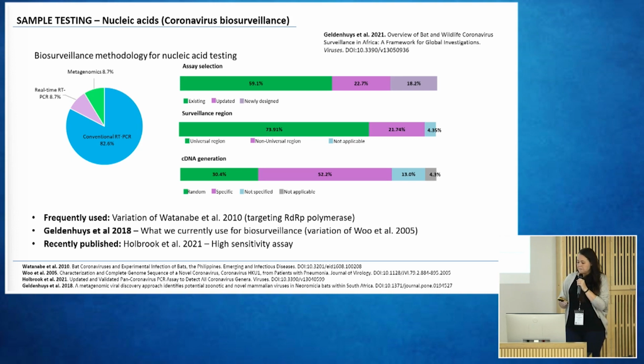So the universal region here, that refers to here, is one that is targeted by many assays that are updated. It might not be the exact same assay, but it targets the same region, and the results can be compared between the different studies. While people using non-universal regions have a problem with comparing what they have found. The most frequently used assay for coronavirus biosurveillance has been variations on the assay published in Watanabe et al.